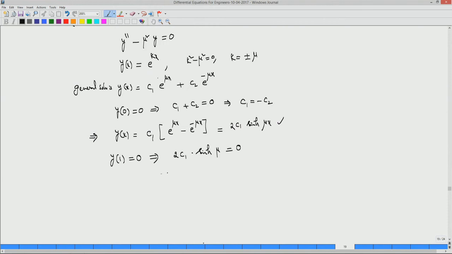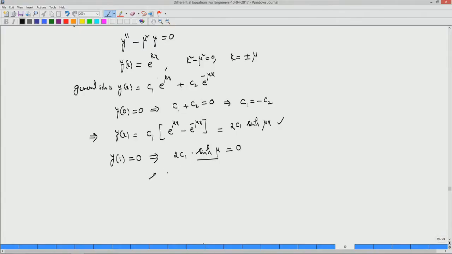So, again either c1 is 0, and if c1 is 0 you do not want that, because then both c1 and c2 are 0, which implies you have a 0 solution. That means you do not want that, you are just looking for a non-zero solution, whether for any possible mu you have a non-zero solution. Okay. So, you have to see sin mu hyperbolic mu equal to 0. This will give me the values for which mu is, and I know that mu is positive.